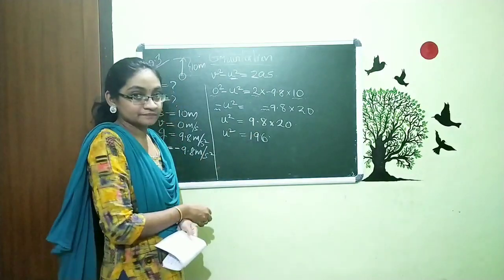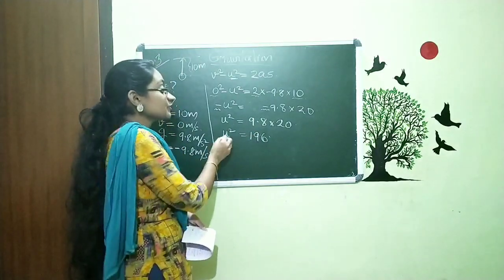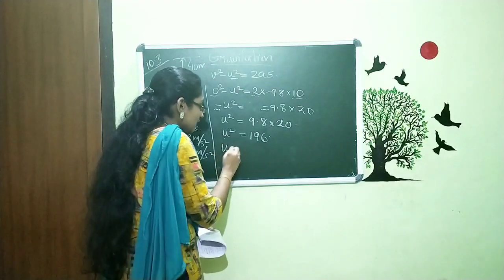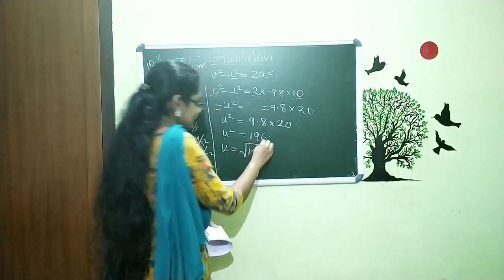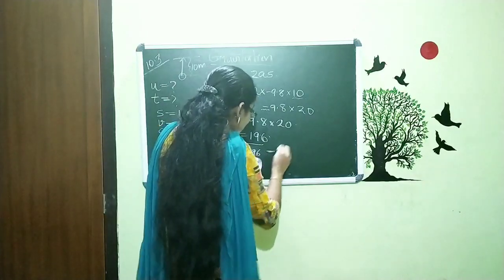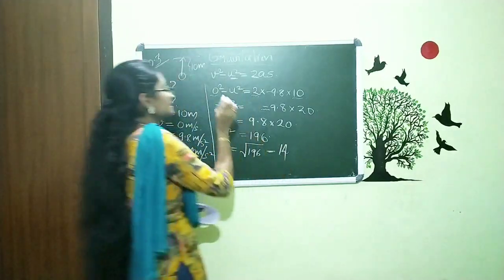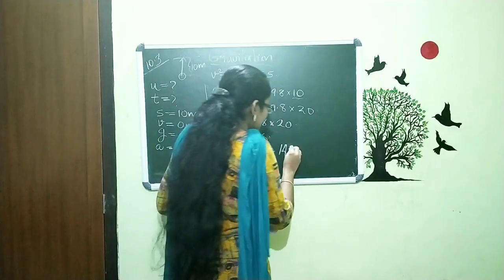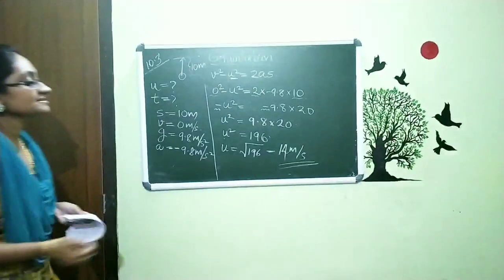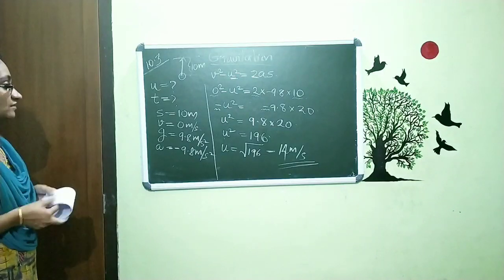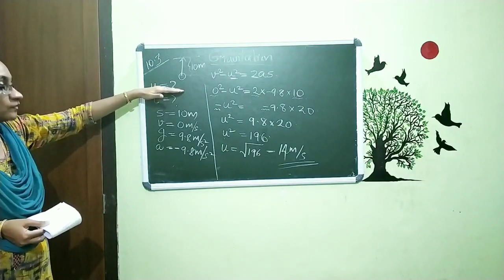And so here this 196 is what? u square. We want to find the u. So u is equal to square root of 196, and the answer is 14. We are finding the velocity, meter per second. So this is the answer, 14 meter per second. So the first part is over.